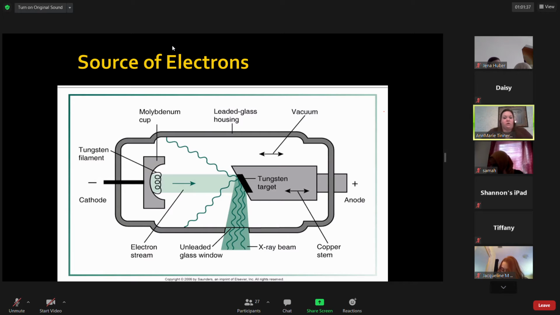All right, so again, this is your glass vacuum tube. You have your cathode on the left-hand side that's negatively charged. The anode is positively charged. Then you have your filament, and it's aiming all of these electrons towards the tungsten target.